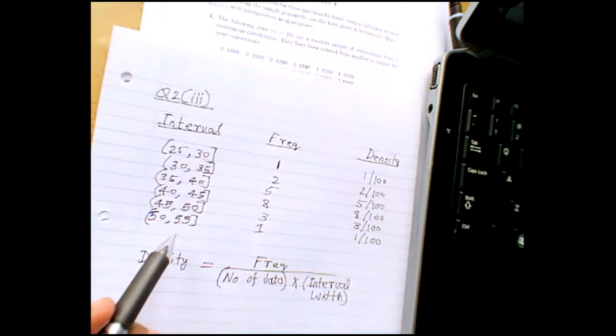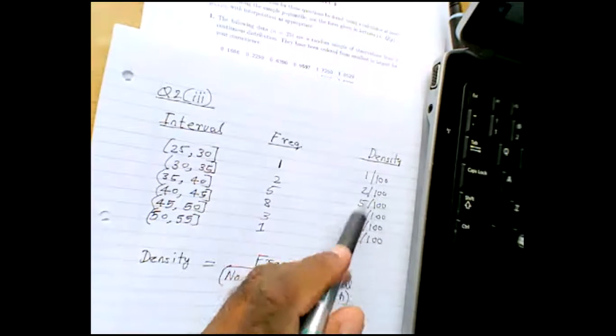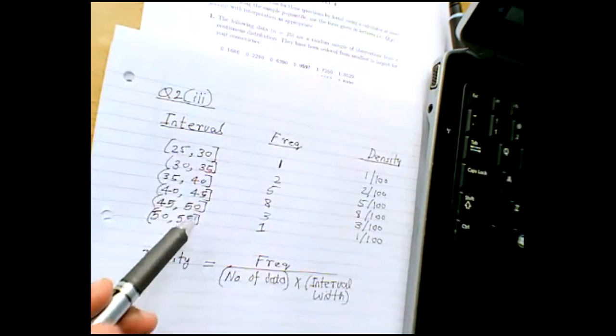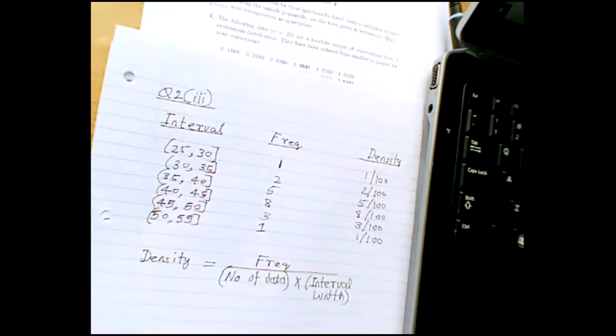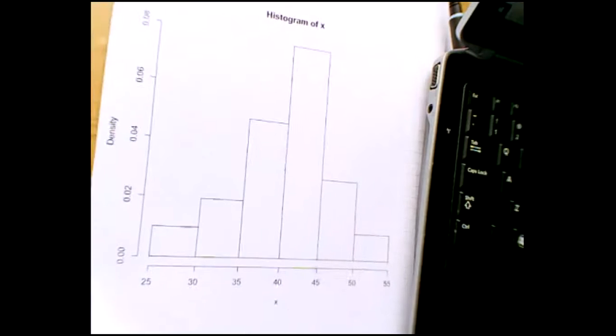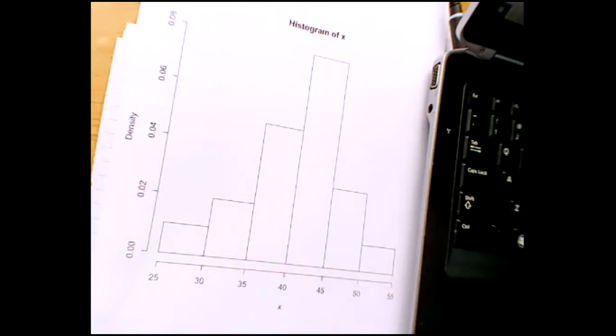Now, to draw the histogram, what you need to do is plot this versus this. I have already done the plot. Let me show you. If you do the plot, it will look something like this. On the y-axis, you have the density, and on the x-axis you have the intervals, and this is the plot that you will get.